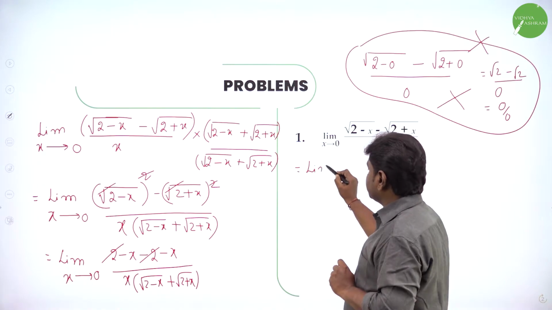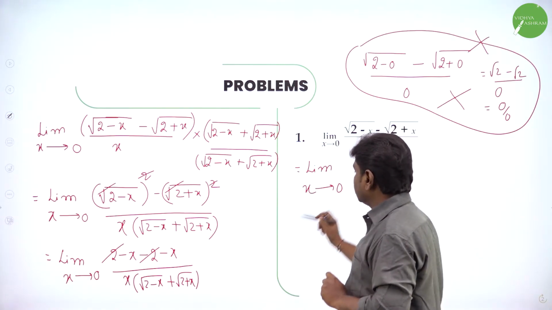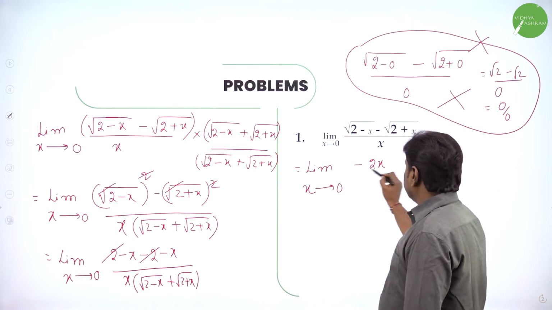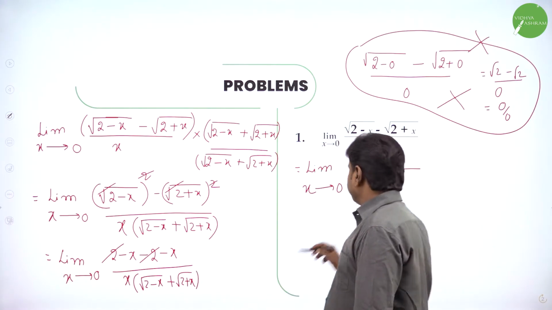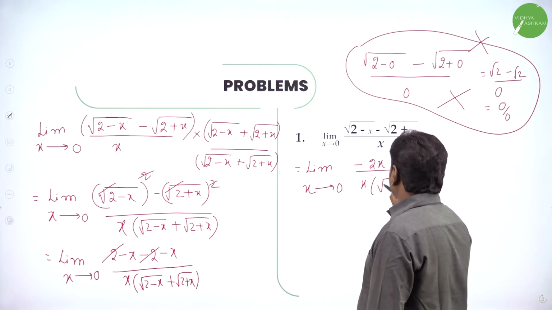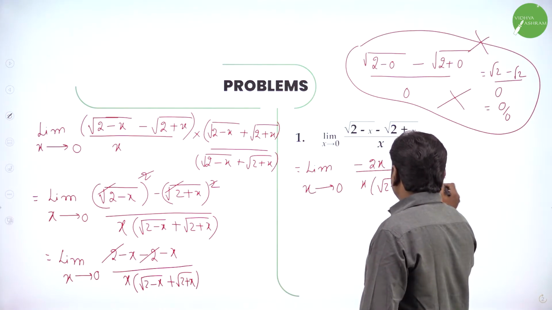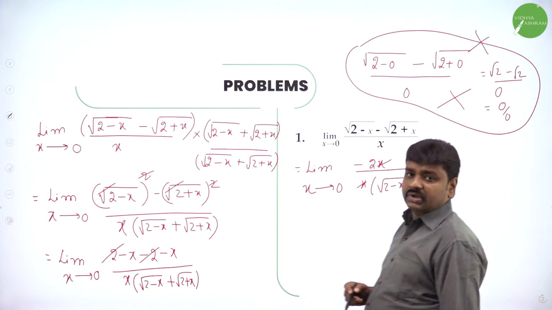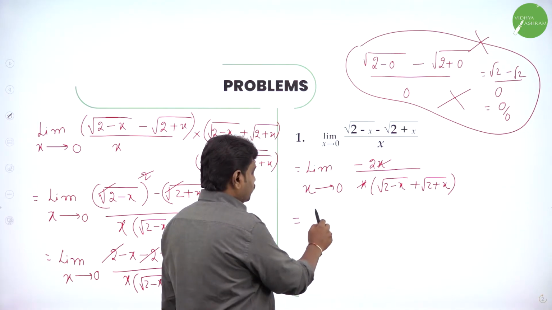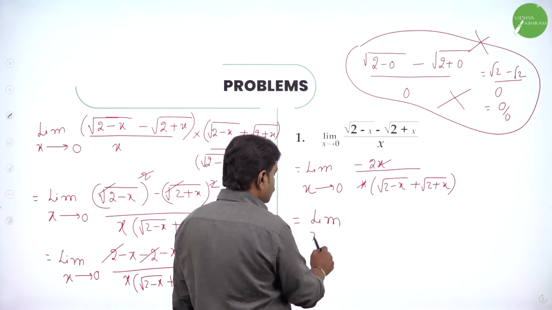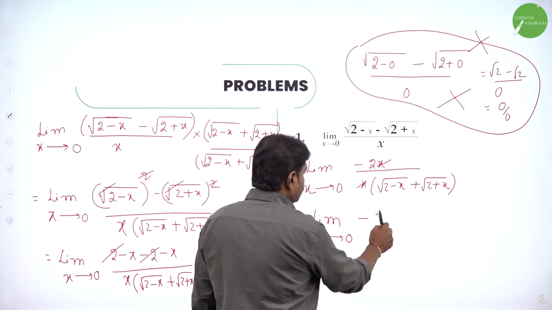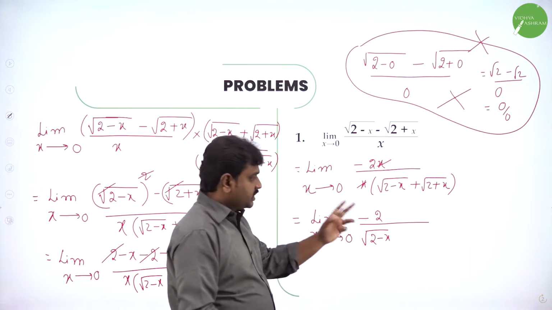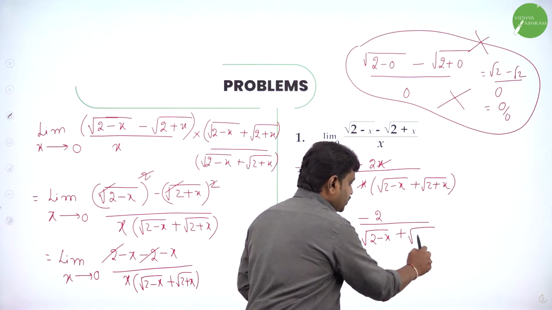So that is limit x tends to 0, numerator. We are left out with minus x minus x. What is minus x minus x? Minus 2x divided by x into root of 2 minus x plus root of 2 plus x. Now I can cancel x and x. After cancelling x and x, I am left out with limit x tends to 0, minus 2 divided by root of 2 minus x plus root of 2 plus x.